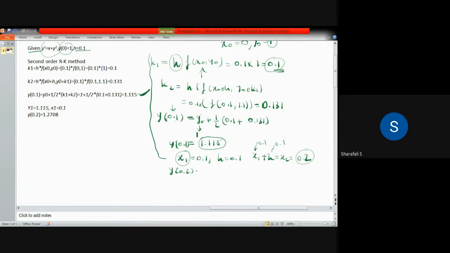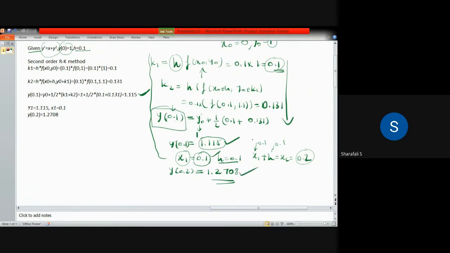In that case, if you continue this process and calculate y of 0.2, then we will be getting 1.2708. So take this as your initial y value for the next step, and this as your initial x value, and consider h as 0.1. Do the same procedure, same steps again, and you will finally get y of 0.2.